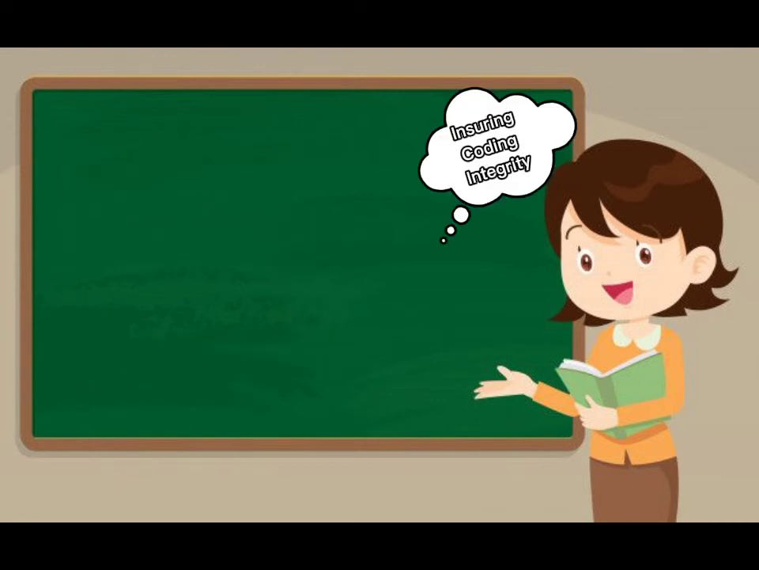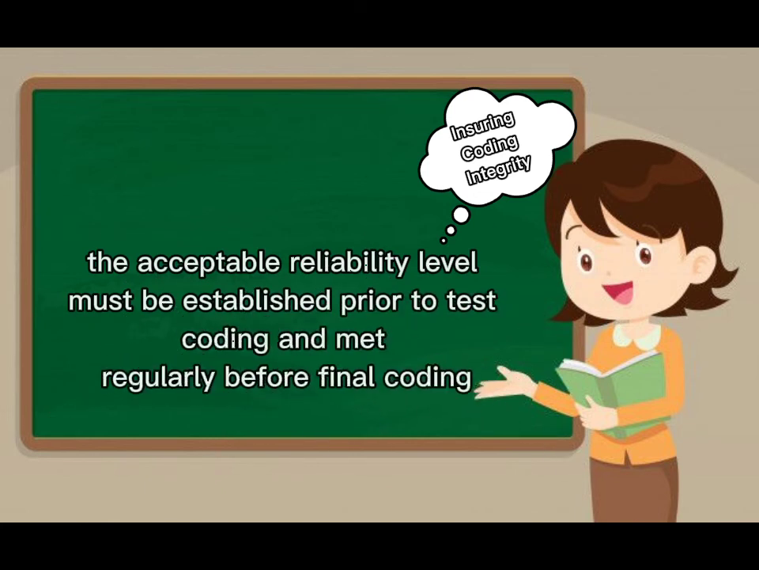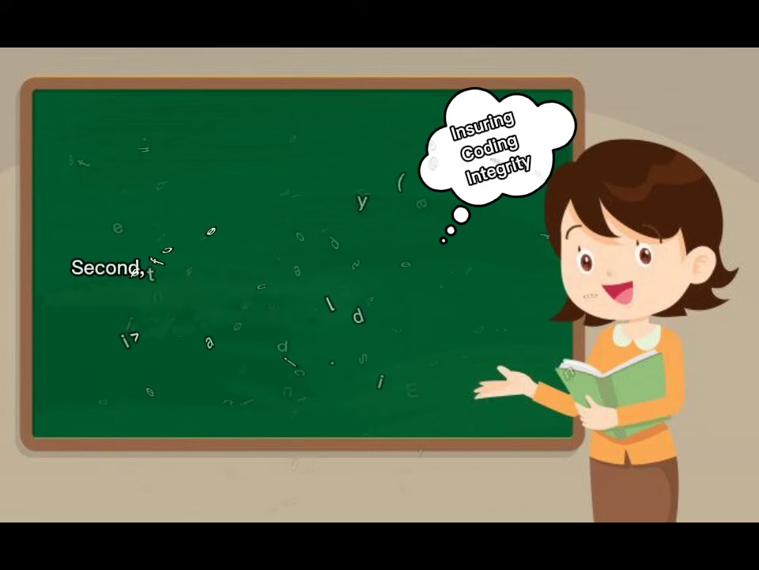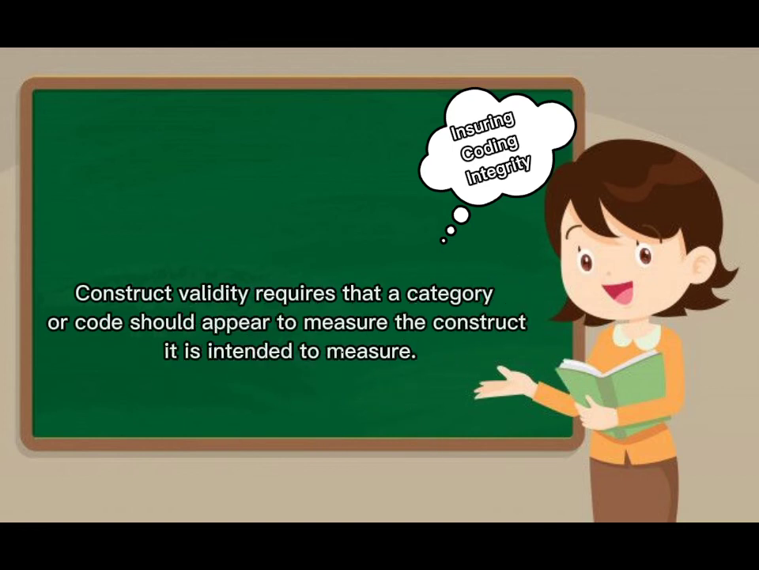Ensuring coding integrity. During coding, 3 techniques help ensure the integrity of the work. First, the acceptable reliability level must be established prior to test coding and met regularly before final coding. Face validity, i.e., the correspondence between investigators' definitions of concepts and their definitions of the categories that measured them, is necessary, but far from sufficient. Construct validity requires that a category or code should appear to measure the construct it is intended to measure.